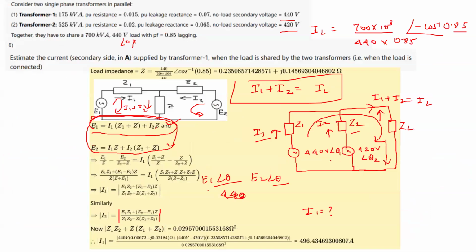Like they may ask, you have found the I1, so what is the ohmic losses in transformer 1, what is the ohmic losses in transformer 2? So when you find I1 magnitude, you can calculate the ohmic losses as I1 square R1. You can calculate ohmic losses as I2 square R2. They can ask total ohmic losses in the load, so you can calculate I1 plus I2 whole square into this impedance. So in this way they can ask many things in the same question. So don't worry, they will ask at least 2 to 3 questions on the same data.